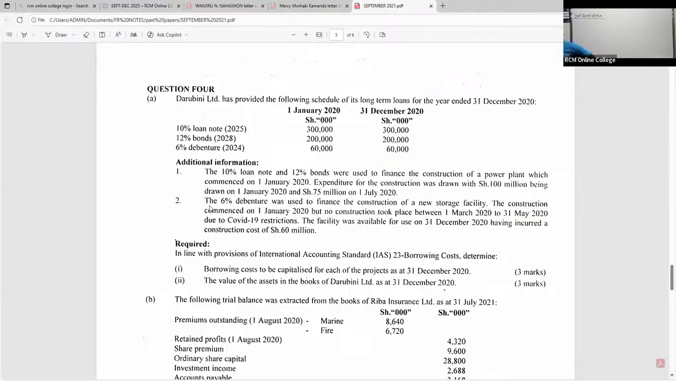So this one for the power plant is as per note number 1. As per note number 1, what will we have to determine if we are looking at the borrowing cost of this power plant? What are we going to determine for us to be able to know the borrowing cost of this power plant? Who can be able to tell us? Try to juggle your mind.